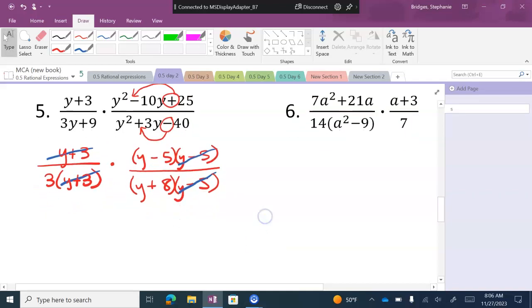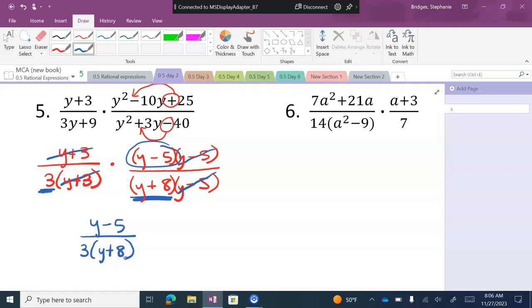All right, at the top, the only thing I have left is this y minus 5. So I'm going to bring that down. And at the bottom, I have that 3. Don't lose that. And the y plus 8. So I'm just going to put it as 3 times y plus 8. I do not need to distribute the 3. Is there anything else that is the same that I can simplify? No. So we leave our answer just like that. If you wanted to at the top, you could put a 1 and then parentheses y minus 5, but because it's a 1, it's not necessary. Is everybody okay with that one?